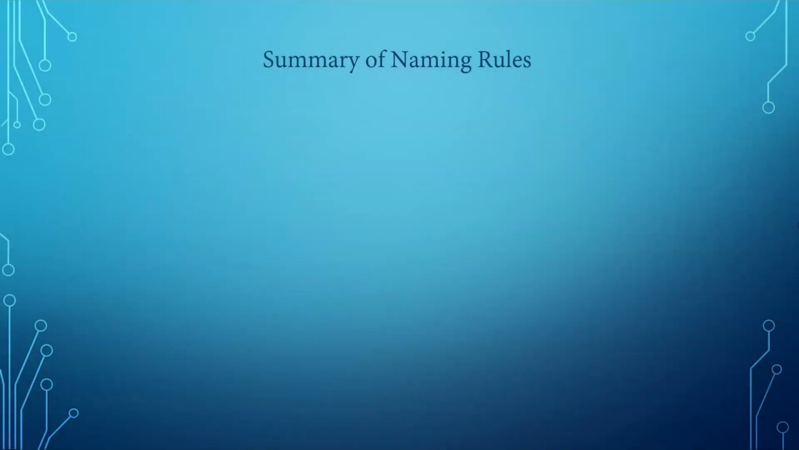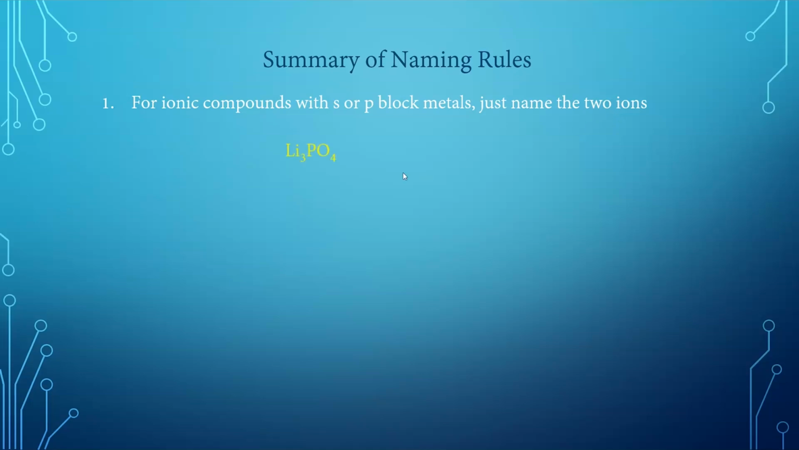Let's wrap things up by just summarizing the naming rules for our various types of compounds. The first type of compound we talked about were ionic compounds that contained a metal from the S or the P block. These are the simplest ones. In those cases, all you do is simply name the 2 ions in the substance. So if we have a compound with lithium and phosphate, since lithium is in the S block, we just name the 2 ions, and it's called lithium phosphate.